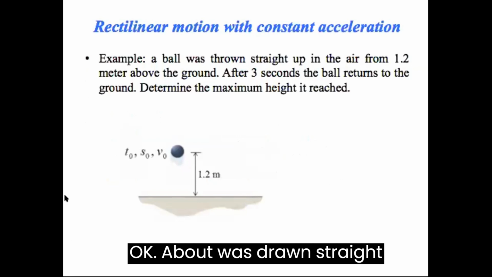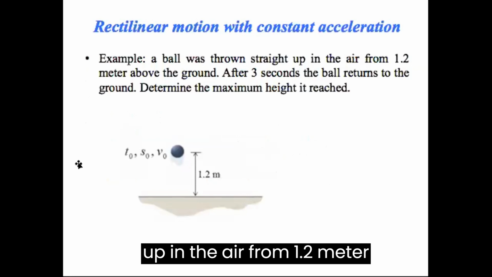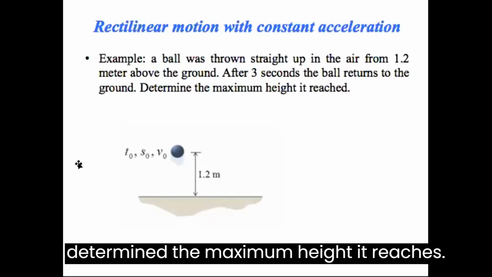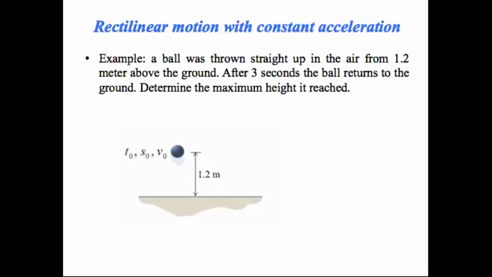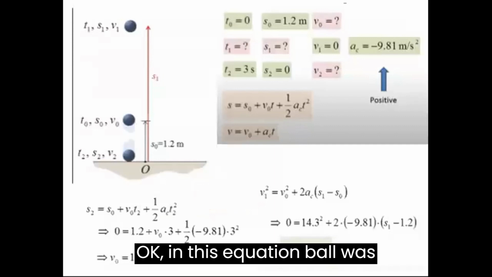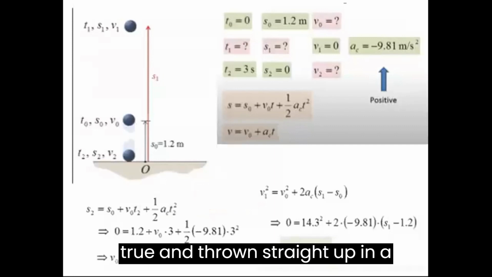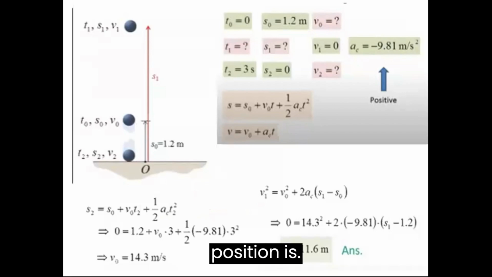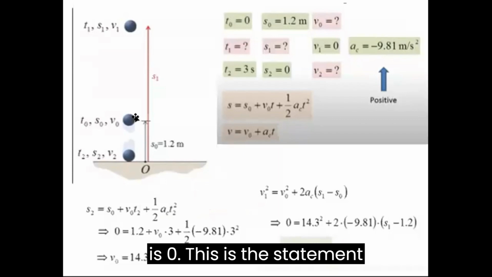Okay. A ball was thrown straight up in the air from 1.2 meters above the ground. After 3 seconds, the ball returned to the ground. Determine the maximum height it reached. At time 0, the position is s0 and the velocity is v0. This is state 0.